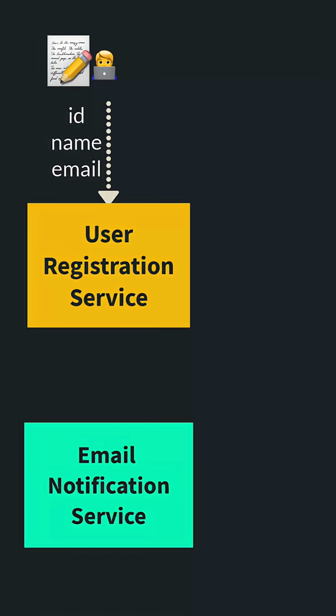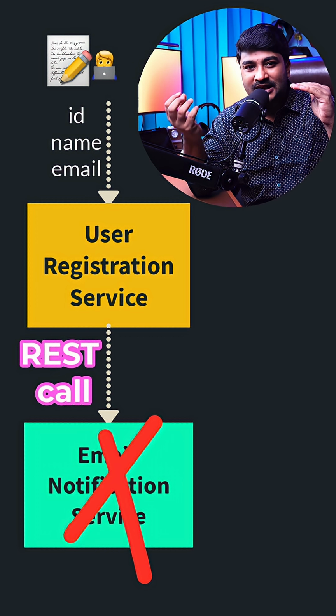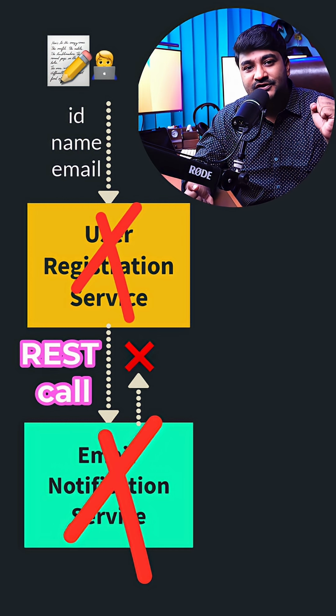But what if the email notification service is down or it is slow? Now, when the user registration service makes a call to the email notification service, as this is down, the user registration service also will go down. And that's a serious problem.